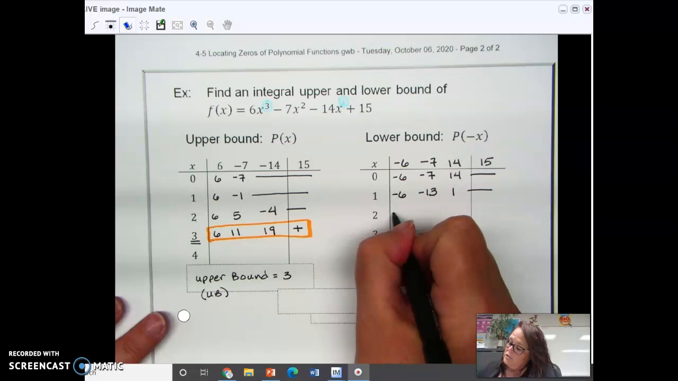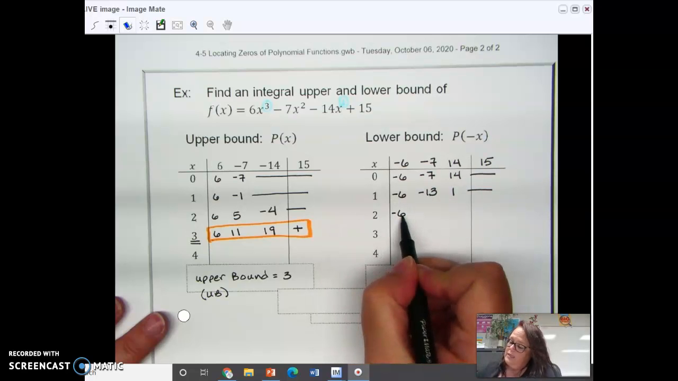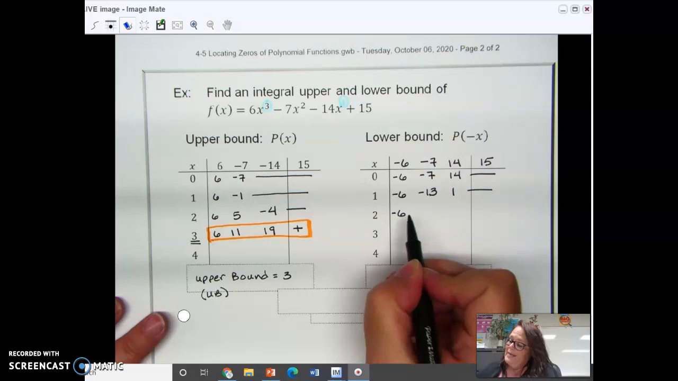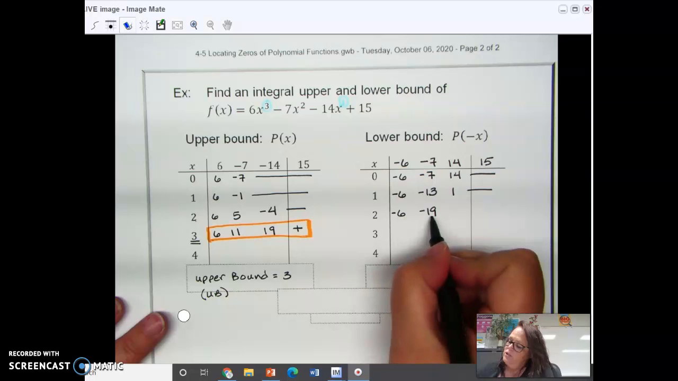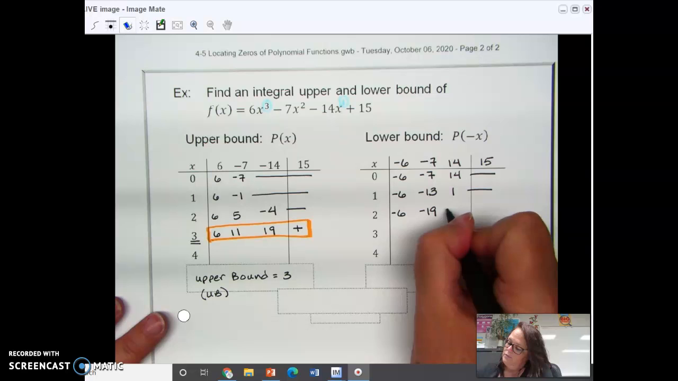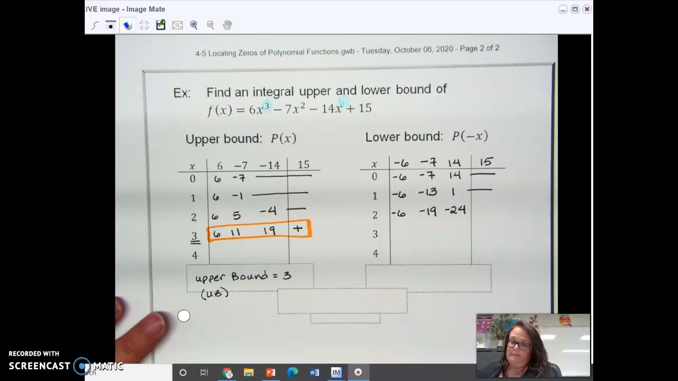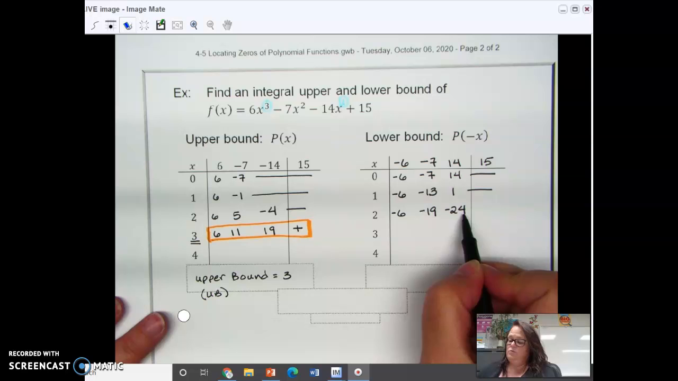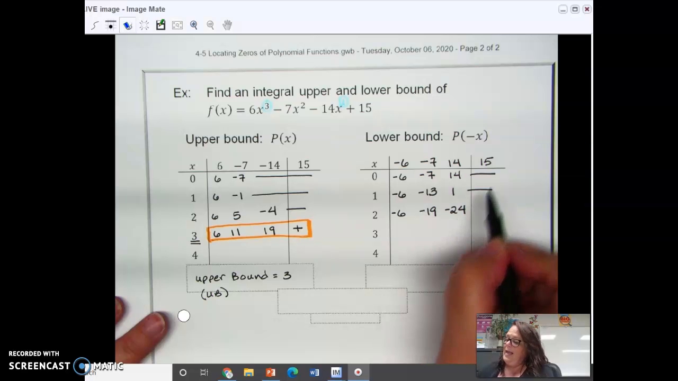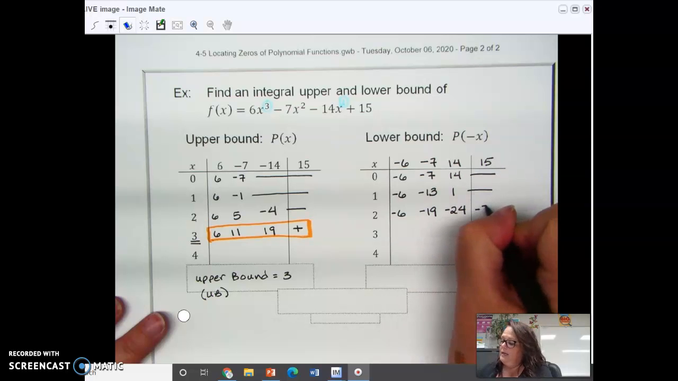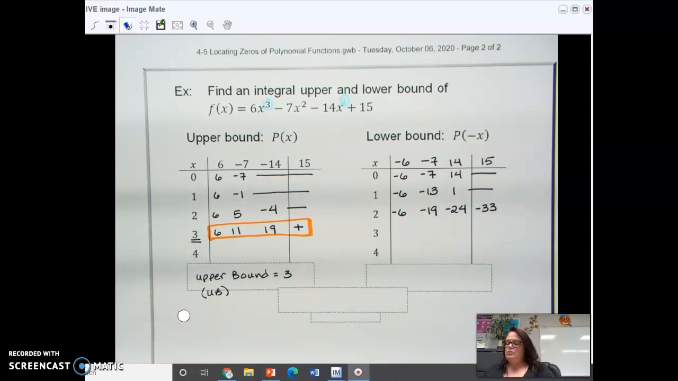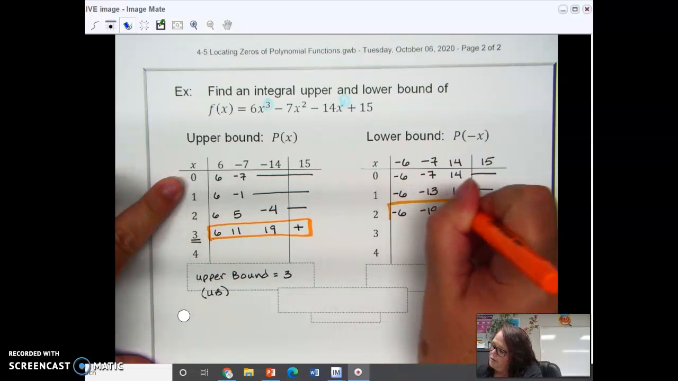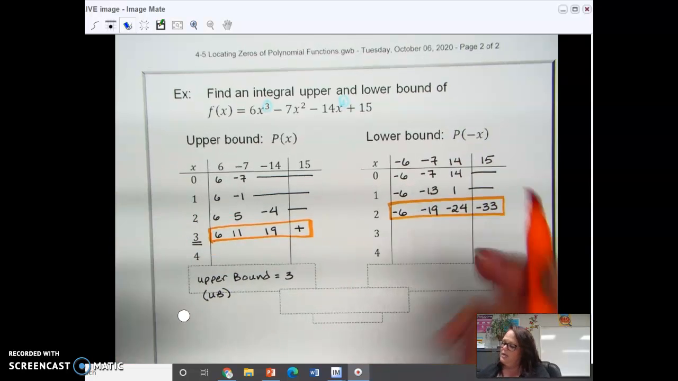So then when I drop the negative 6, we get 2 times negative 6 is negative 12. Negative 12 plus negative 7 is negative 19. And then 2 times negative 19 is negative 38. And negative 38 plus 14, I believe, is negative 24. And then 2 times negative 24 is negative 48. I could either figure out that this is going to be negative 33, or I could at least recognize that it's negative. And what I want you to see is, again, from my quotient to my remainder, we didn't have any sign changes.